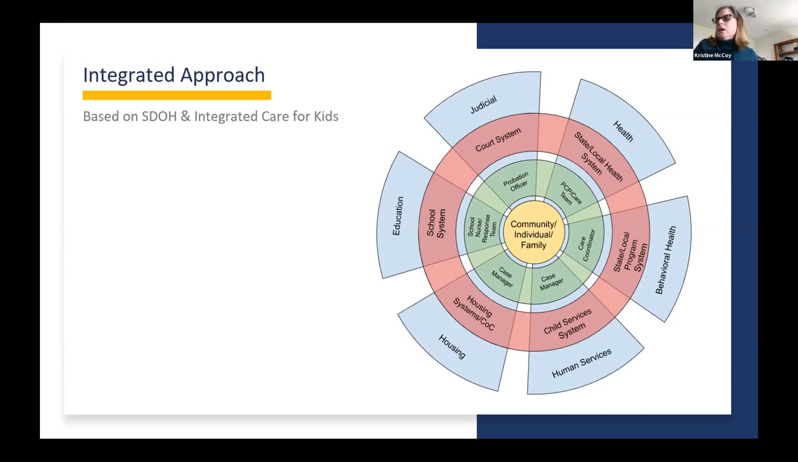So as you can see from this graphic here, we have the different domains. We have our child and their family and their community here in the middle. And then they're surrounded by the people that they interact with one-on-one. Hopefully not a probation officer, but it might be. Case managers from different sectors, case coordinators, and of course, the medical care team coming from each one of these jurisdictions.